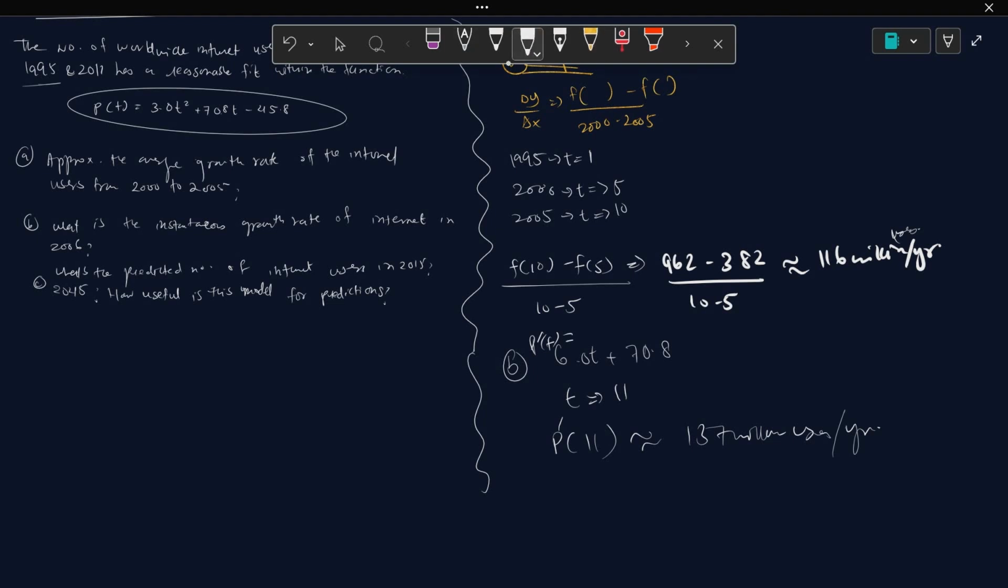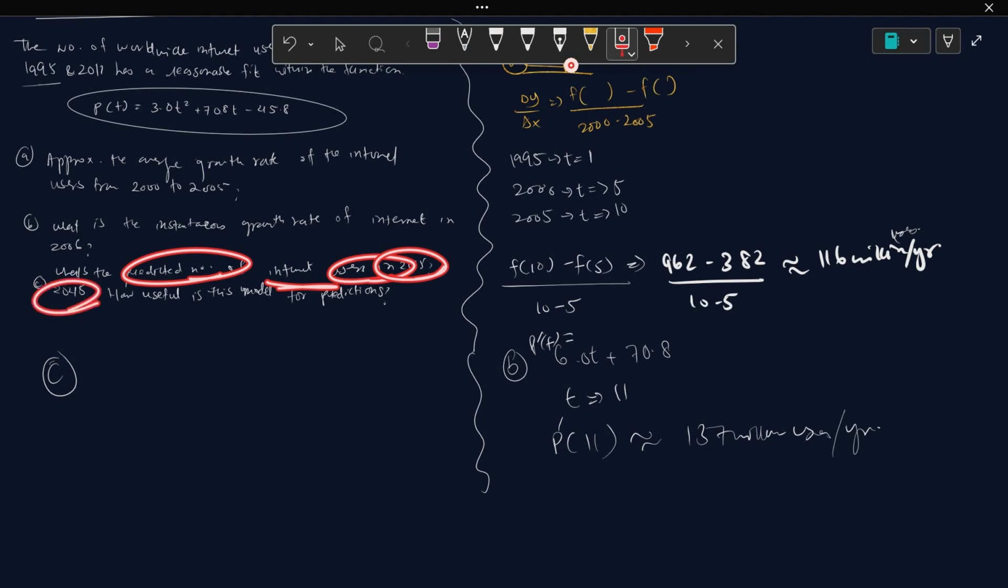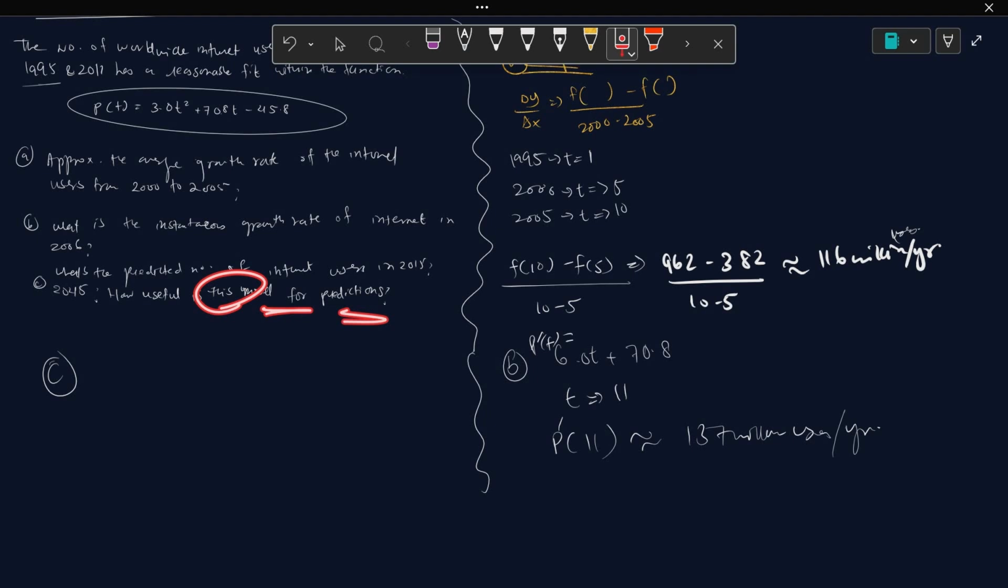All right, so now moving on to the letter C over here. So what we have is, what is the predicted number of internet users in 2015 and in 2045? How useful is this model for prediction? Okay, so that is what we have.